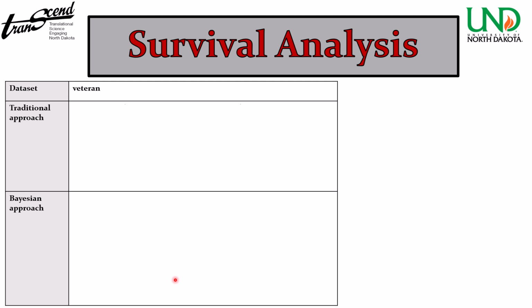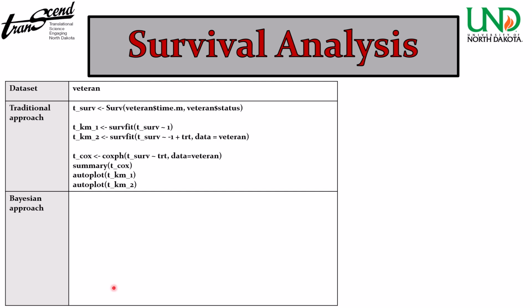So we use the data set Veteran. It's a randomized trial of 2 treatment regimes of lung cancer, a very standard survival analysis data set. With the traditional approach, we're going to need to create a survival object, so we're going to use the function Surv with a capital S. We're going to need time, because this is time-to-event data. So time, and the veteran status.